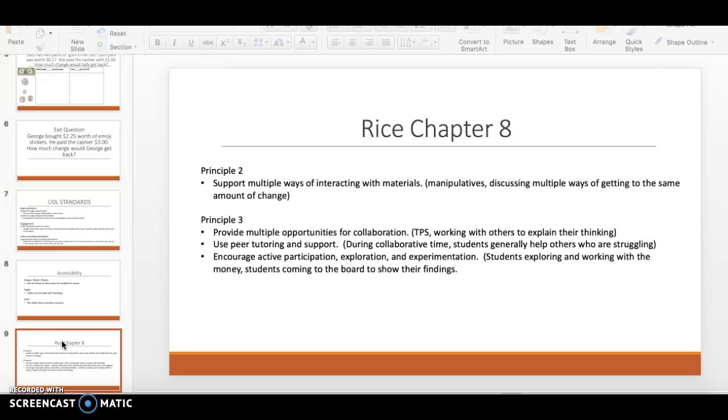Principle 3, providing multiple opportunities for collaboration. So think, pair, share, working with others to explain their thinking. The use of peer tutoring and support. So during the collaborative time when students were struggling, I had other students trying to help them get to where they needed to be. Encouraging active participation, exploration, and experimentation. So students exploring and working with the money, and then also students coming up to the board to show their findings.